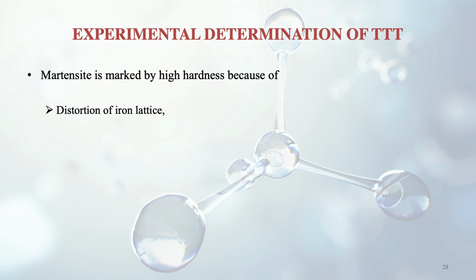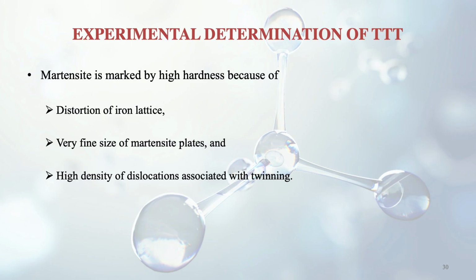Martensite is marked by high hardness because of the distortion, as I told you, of the iron lattice. Then the very fine size of the martensite plates: since the plates are very fine and small in size, the hardness is very good. And also because of the high density of dislocations associated with twinning. So twinning also happens here.